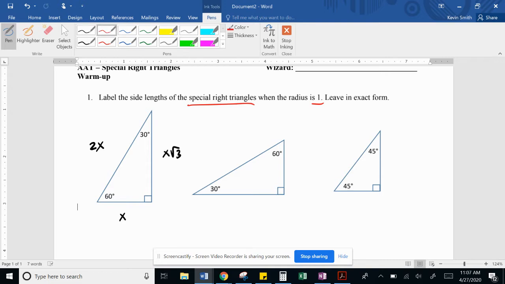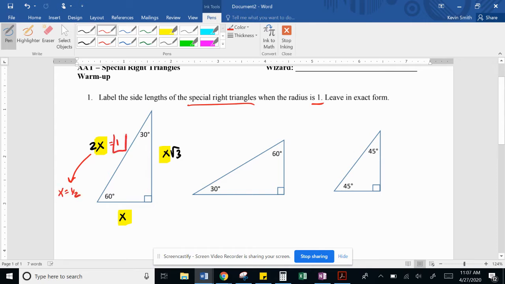So if we are saying that the radius is 1, that means we can set this hypotenuse equal to 1, and that'll let us solve for x, which we can then substitute in for this x, and we'll know all three sides. So we'll do that over here, divide both sides by 2, and you get x is 1/2.